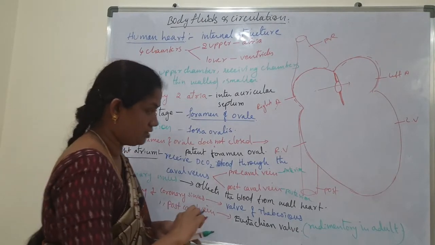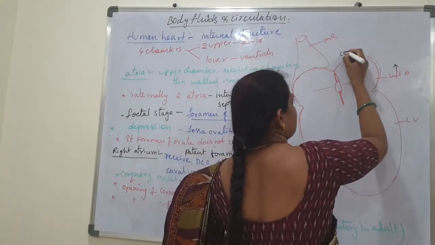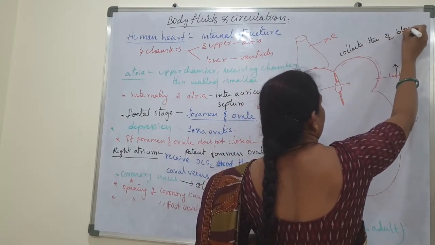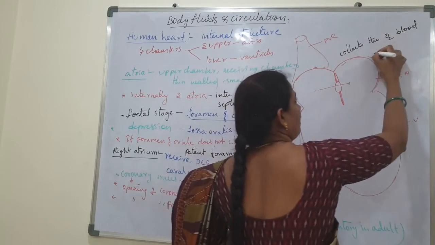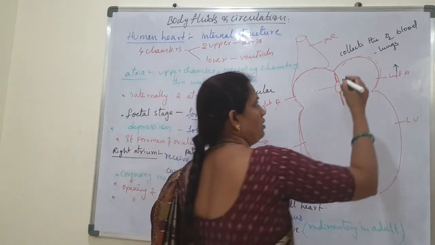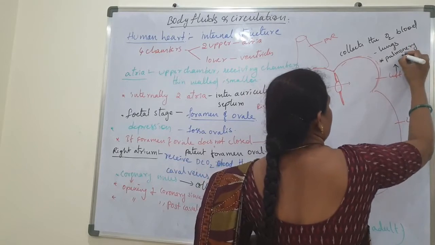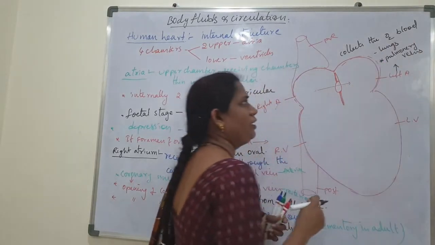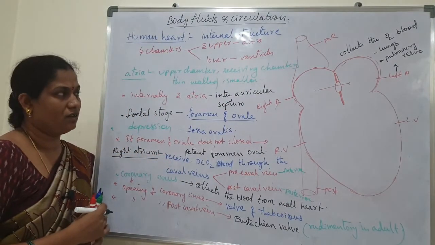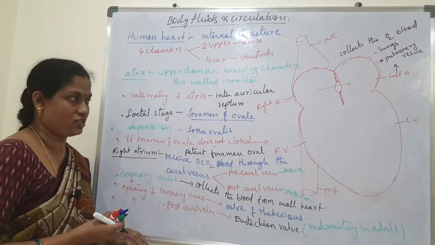Next, left atrium. This one is the left atrium. It collects the oxygenated blood. From where? From the lungs. It collects the blood from the lungs through the pulmonary veins. Okay, so this is about the right and left auricles, or right and left atria.